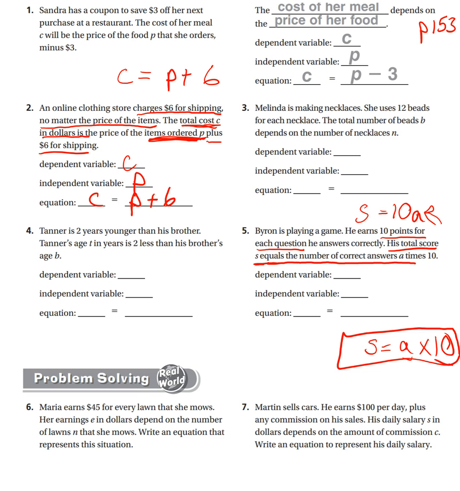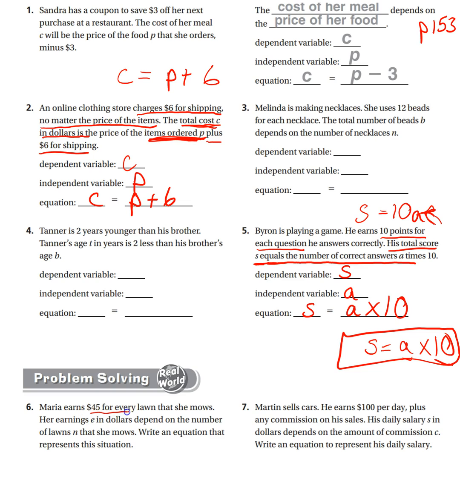So we already have our equation. S equals, and I'm going to go ahead and write it this way, A times 10. But again, if you wrote it this way, that's okay too. And so now I can see his score depends on how many answers he gets right. So S is the dependent variable, A is the independent variable. All right, let's go down to number 6.